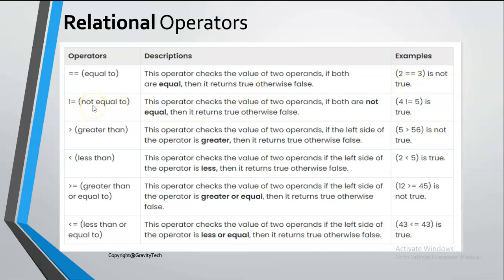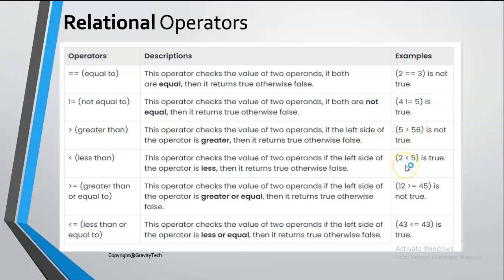Not equal to. It will check whether these are not equal. Now here, when we say 4 is not equal to 5, we know 4 is not equal to 5, so this statement is true. That's why the value is true. Greater than, same way. Is 5 greater than 56? No. So this is false.